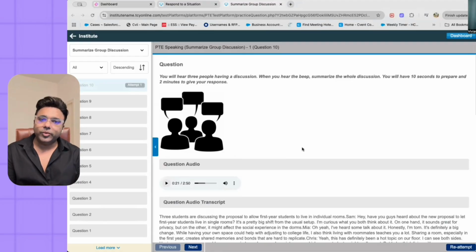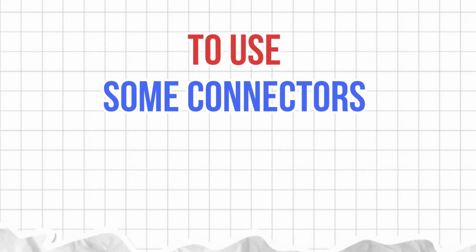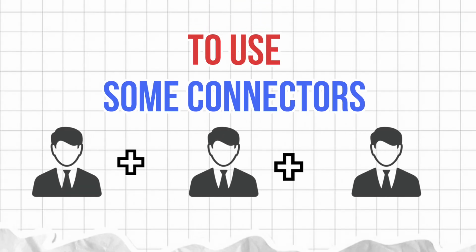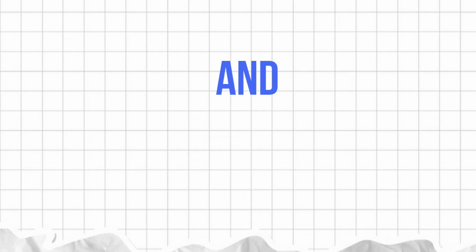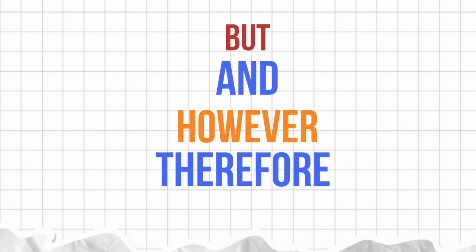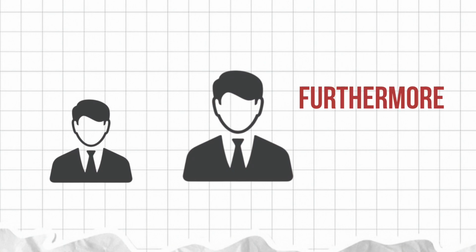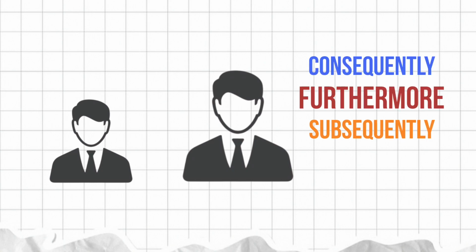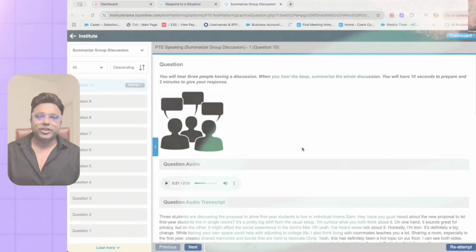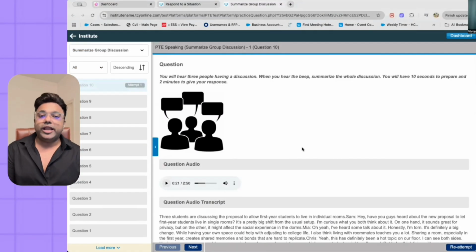The logic would always be to use some connectors to join your points here. So I'd use words like and, but, however, therefore. When I'm moving from one person to another, I'll say furthermore. I'd probably say something like consequently, subsequently, this person is saying this. I'd want you to go ahead and use these words out here to help you get marks on the vocabulary part.